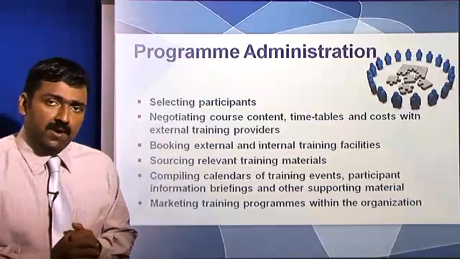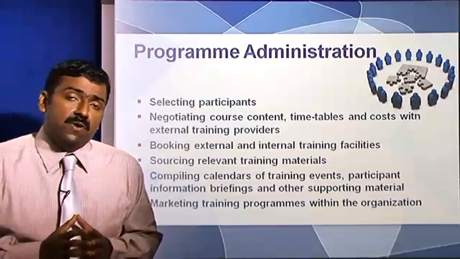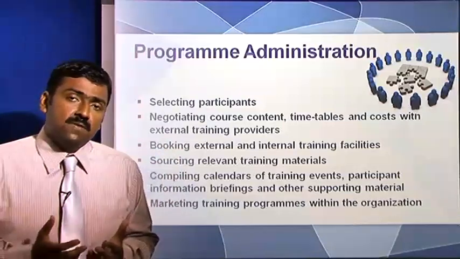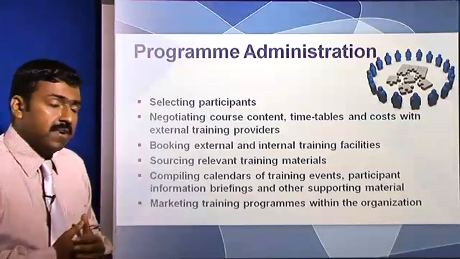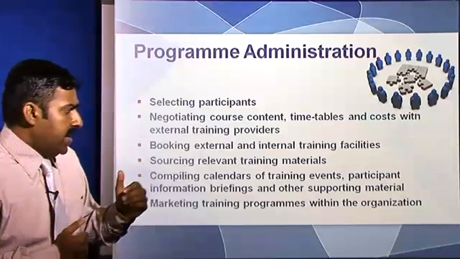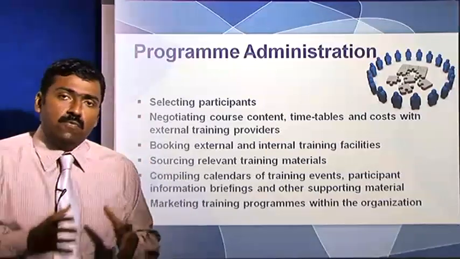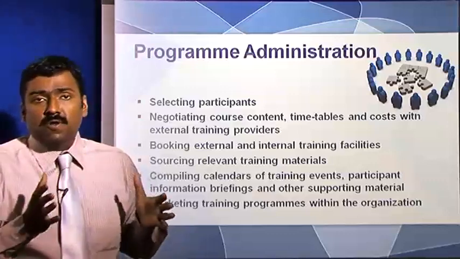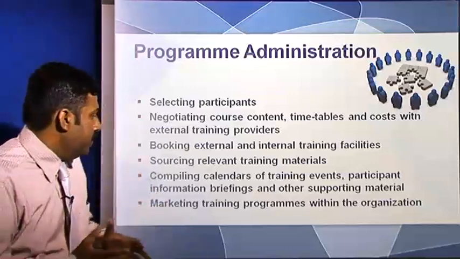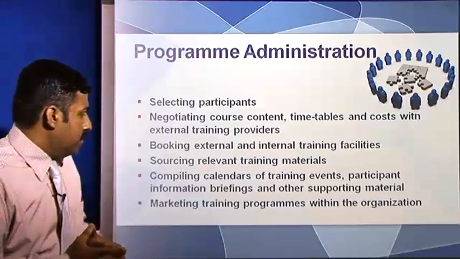Sourcing relevant training materials: what are the different types of visual aids or materials that you're going to provide to the trainees so as to give them an adequate learning experience. So you have to source those relevant training materials. Compiling calendars of training events. Now, once you have decided, you have to publish a training calendar for a particular period of time, say 6 months ahead or 1 year down the line for a particular financial year. What is the training calendar? Now, participant information briefings and other supporting material needs to be provided.